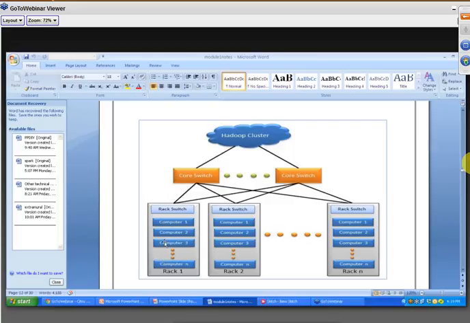All these nodes are going to communicate with one another, and all these racks are going to communicate with one another with the help of what? Rack switches. And these rack switches are going to connect with the core switch, and the core switch is going to connect with the Hadoop cluster.